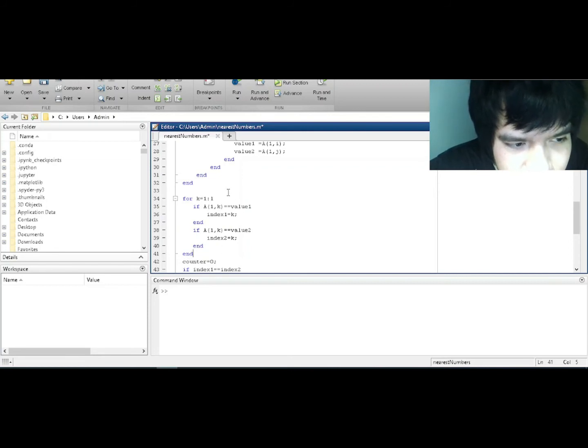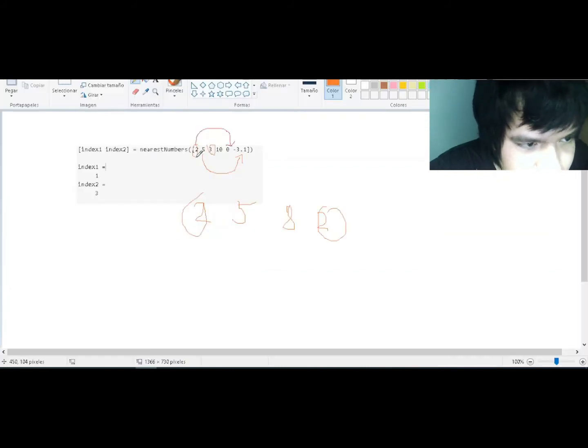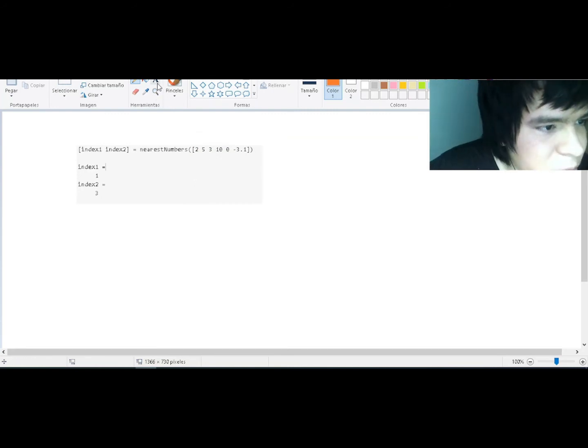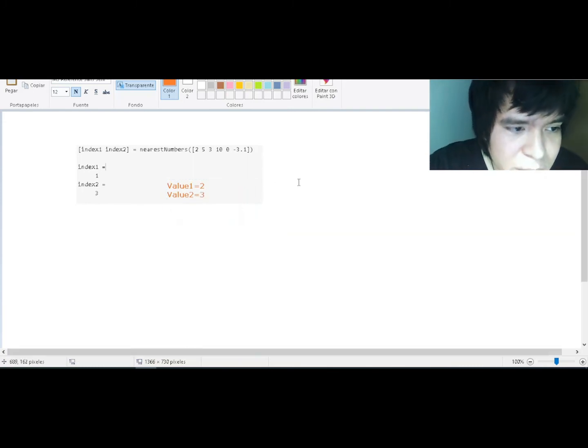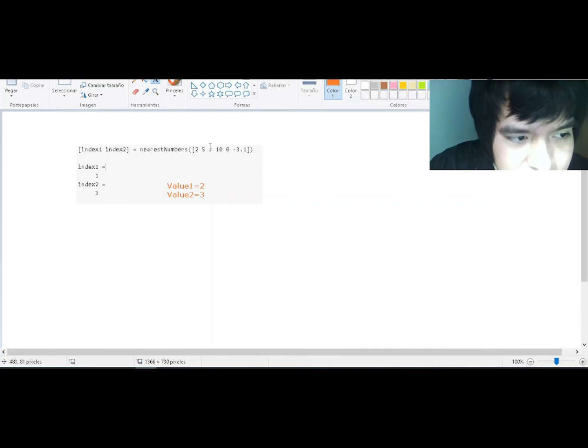So we just check which index is for value 1 and which index is for value 2, and that's it. So when we get the value 1, index 1 is going to be that index, because we're making a for k equals 1 through length, and we're going to check just for all these numbers. In this case, value 1 is going to be 2, and value 2 is going to be 3, because those are the numbers that have the less distance between them.